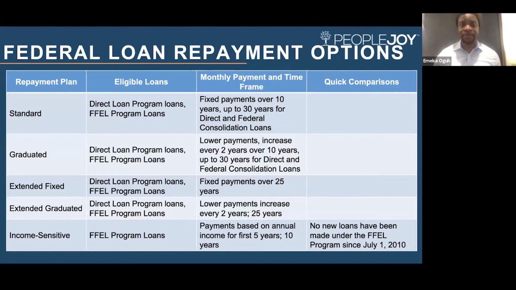The graduated repayment plan is similar to the standard, except that your payments increase over a period of time. So with the graduated plan, you're starting off with a small payment, and then gradually you're graduating to a higher step-up monthly payment over the life of your loan. The extended fixed plan takes a 10-year standard plan, but instead spreads it over a period of 25 years. So you're just taking a little longer to pay off your loans. The extended graduated works very similarly to the graduated, except that it's over a longer period of time.